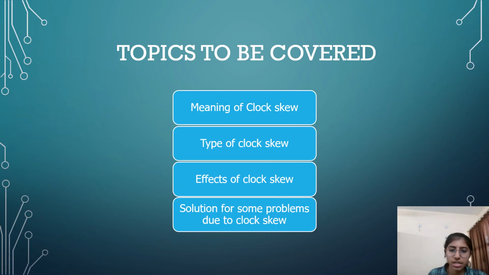So the topics we have are: first, the meaning of clock skew; second, types of clock skew; third, effects of clock skew; and last, solutions for the problems due to clock skew.